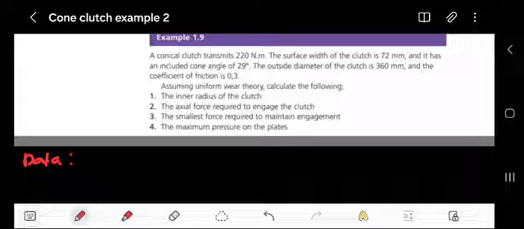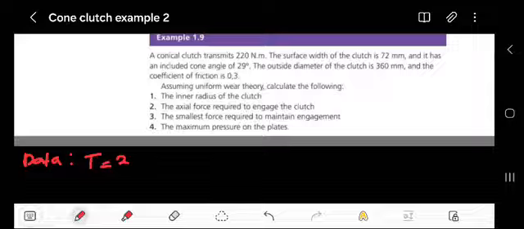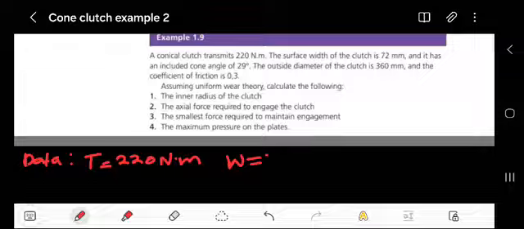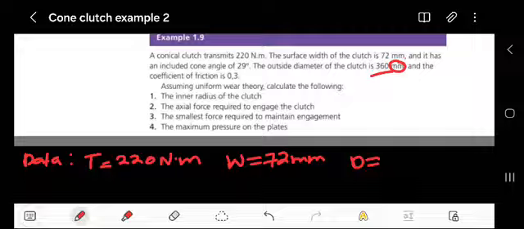What is the data? We have torque, which is 220 Newton meter. Then we have again width, which is 72 millimeter. And we have the included angle. We have a diameter, let me just say the diameter, which is 360 millimeter.